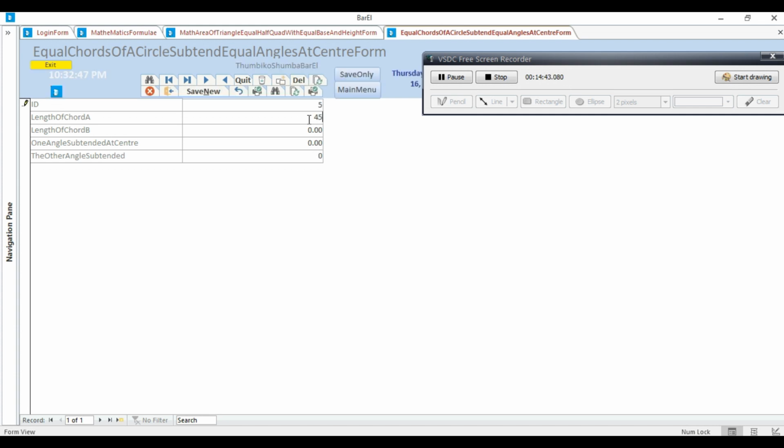If this is 45 and the other chord is 45, and one angle is 30, the other angle is 30. But let us say if they are not equal, then it will not give you an answer unless the lengths of the chords are equal.